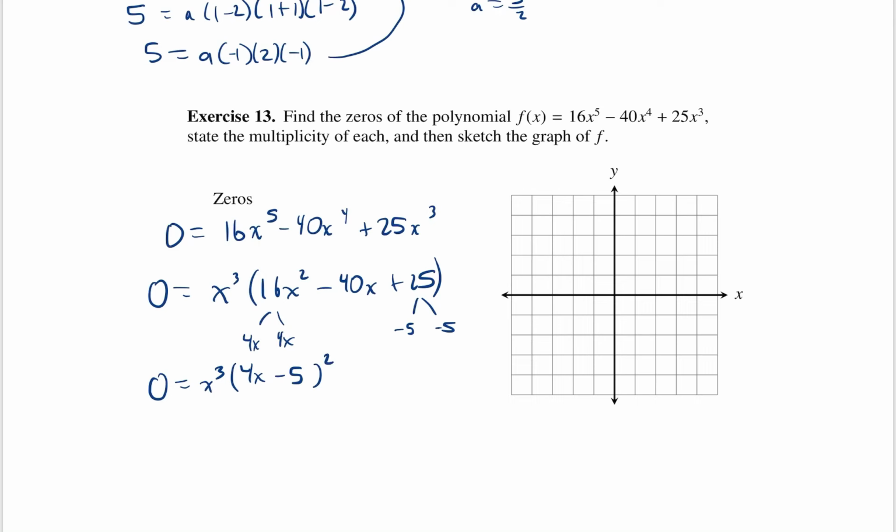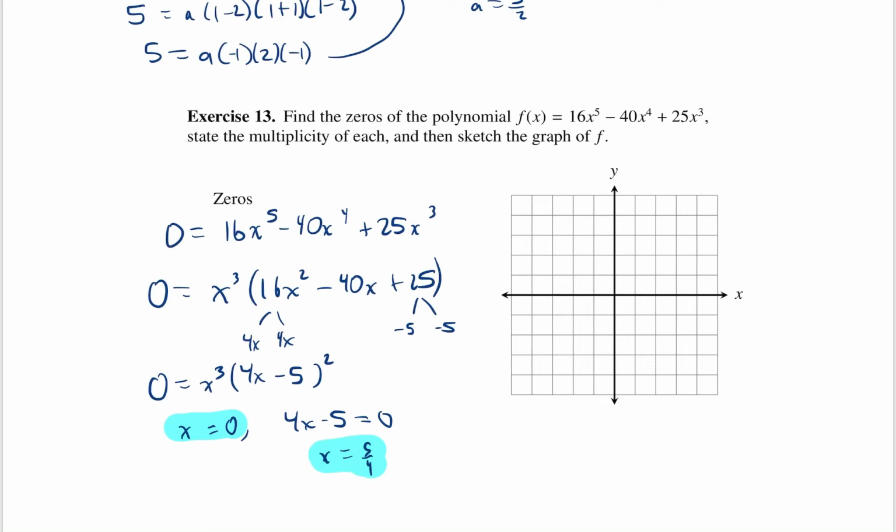All right, so now that we've factored that polynomial, now we can find the zeros and the multiplicity. So the zeros are given by, this one is x cubed equals 0. This was 4x minus 5 equals 0. Actually, you don't need the exponent for this. So this one is already solved. This one would be, if you solve for x, you would get 5 over 4.